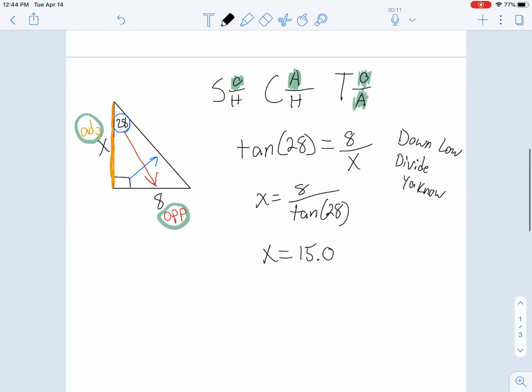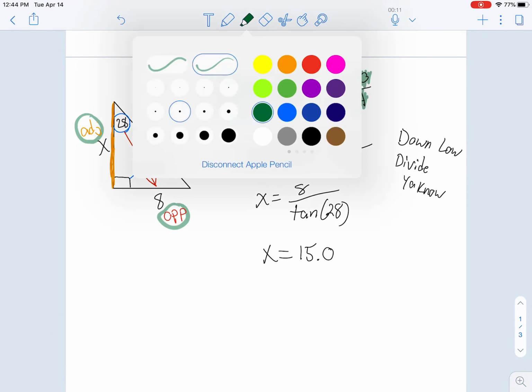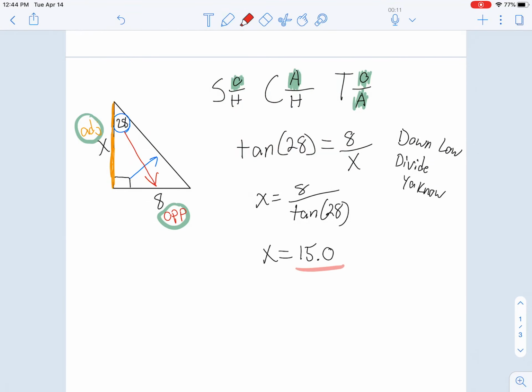Okay, so that 15 represents how long our adjacent side is. Okay? Alright. I want to do a couple more with you guys.